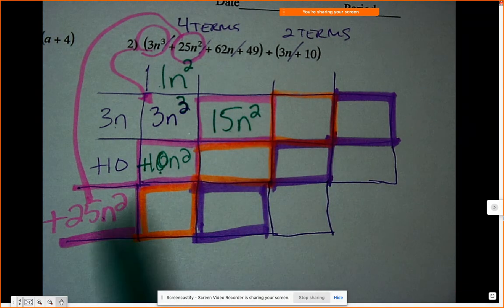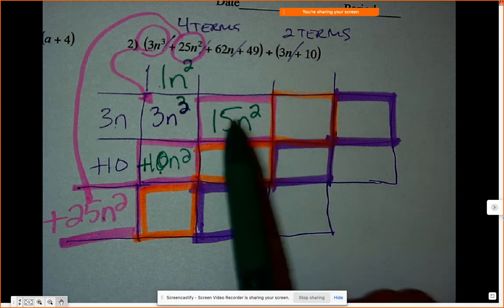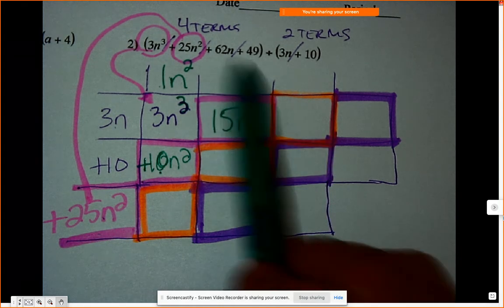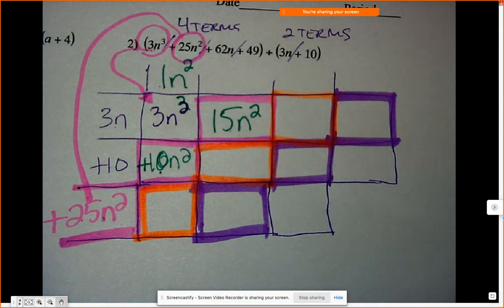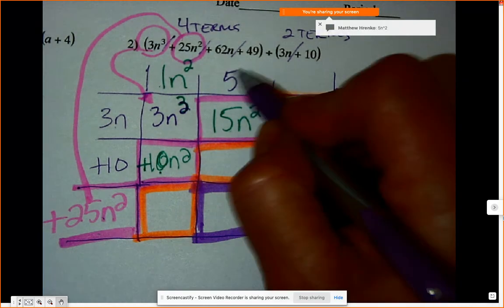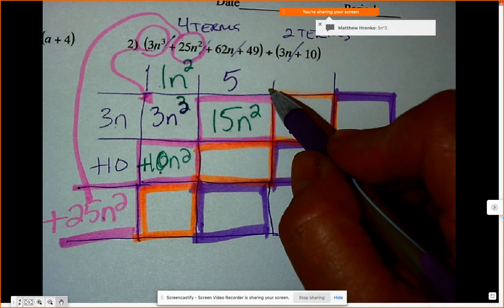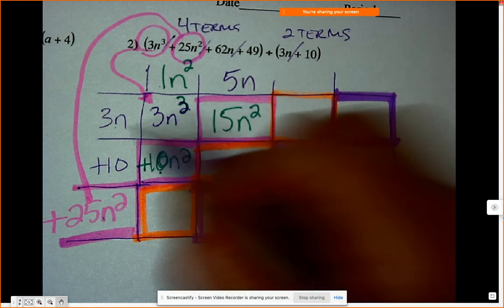Because if I combine these, it has to be this. Okay, so now here we go. We know that whatever goes here times this gave us this. So what needs to be up there? Someone chime in, please. Be loud and proud. 5. A little bit more than just 5. 5 what? N. Thank you. N times n will give me n squared.